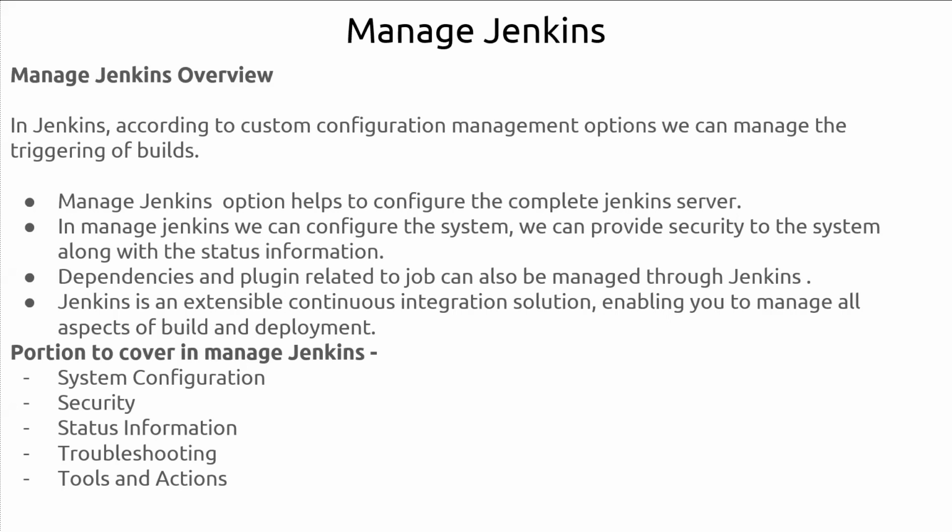In Jenkins, according to the custom configuration management option, we can manage the triggers of a build. So when you build a Jenkins project, or trigger a job, you can manage that. Now, Manage Jenkins options help to configure the complete Jenkins server. We can configure the system, manage the security of the system, along with the status information. Dependencies and plugins related to jobs can also be managed through Jenkins.